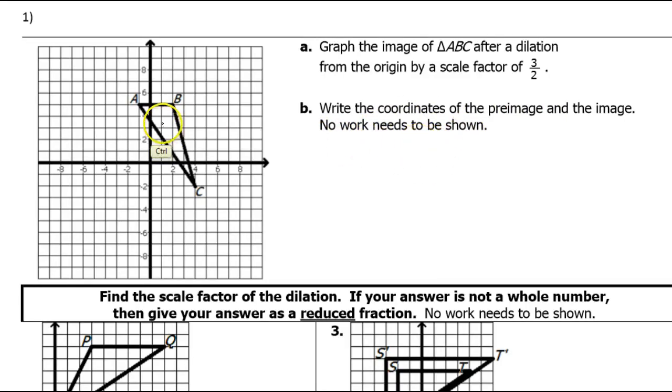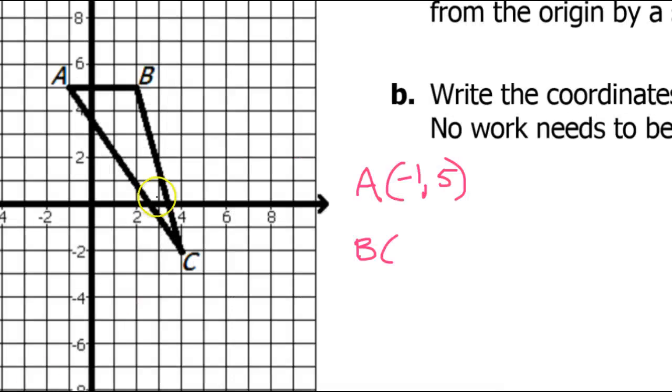Okay, well, let's start by writing the original coordinates. So we have point A, which is -1, 5. We have point B, which is 2, 5. And we have point C, which is 4, -2.